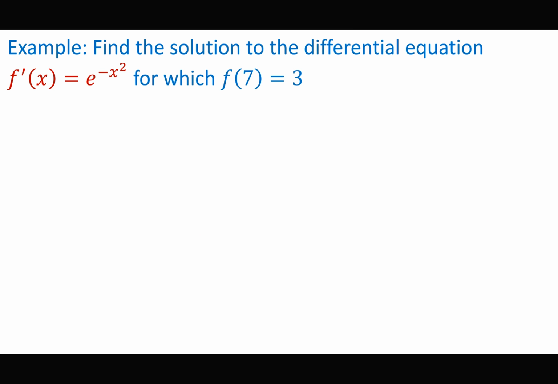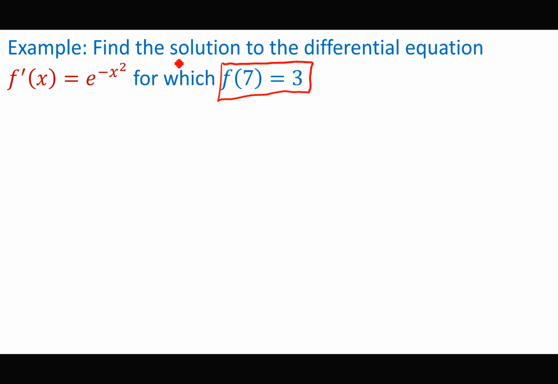Okay, let's look at it another way. Find a solution to the differential equation. This says f prime of x is e to the negative x squared. Instead of writing it in Leibniz notation, they're just saying the derivative of f with respect to x, that's the same thing, f prime of x, equals e to the negative x squared. But then it gives this initial condition that f of 7 equals 3.